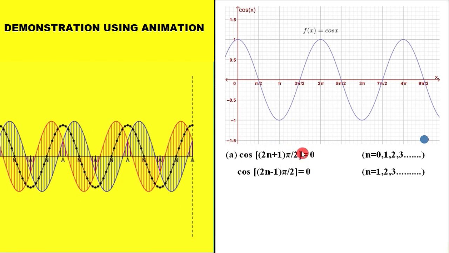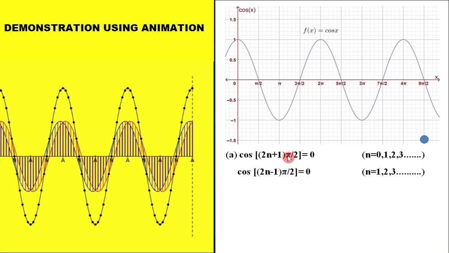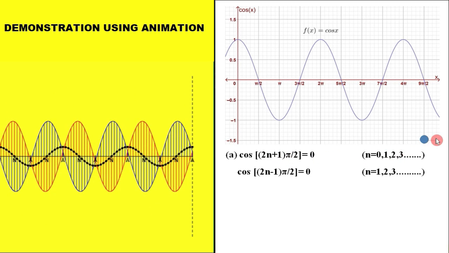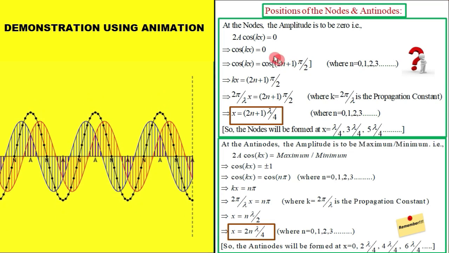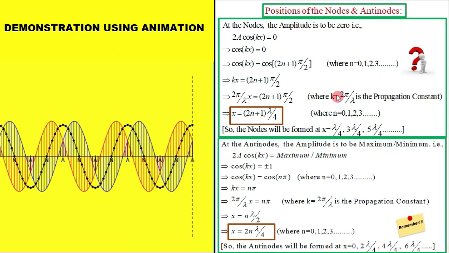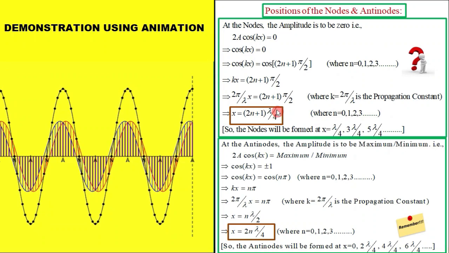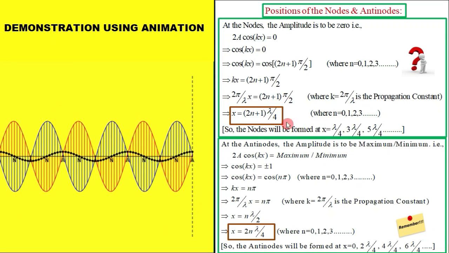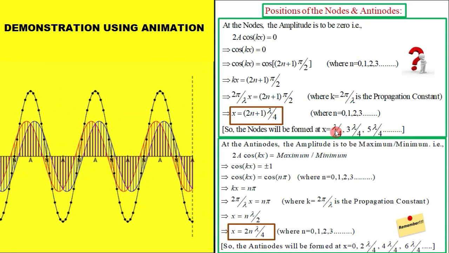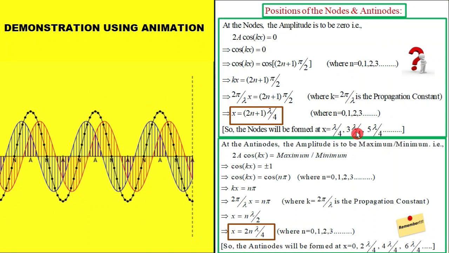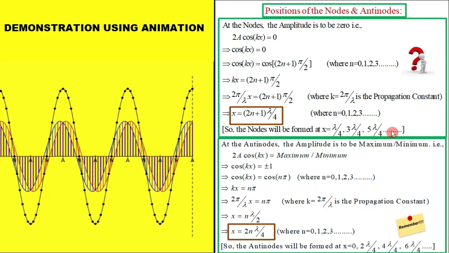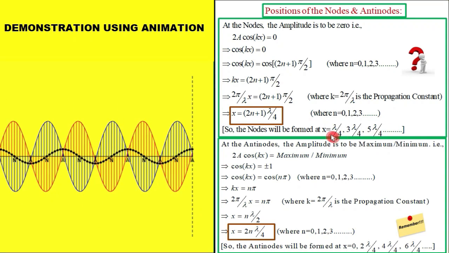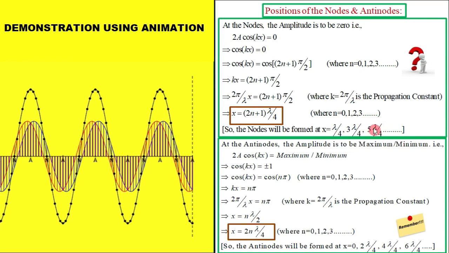So I can use cos (2n plus 1) pi by 2 equal to 0. Let us use it there. By solving that you will get (2n plus 1) lambda by 4, exactly the same method, but here you will get the nodes at lambda by 4, 3 lambda by 4, 5 lambda by 4, and like that. Is it clear? You are getting the nodes at odd multiples of lambda by 4.